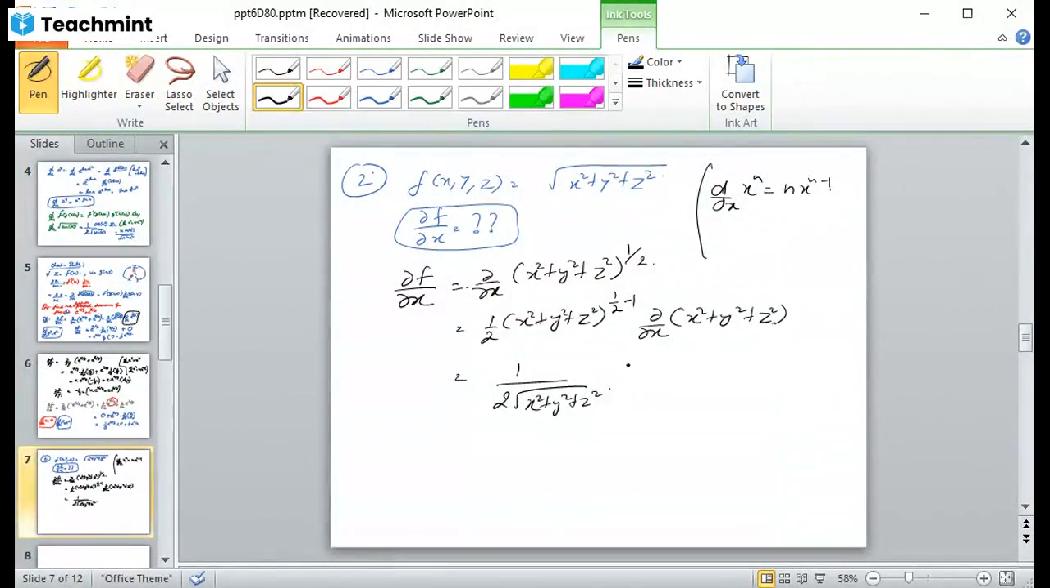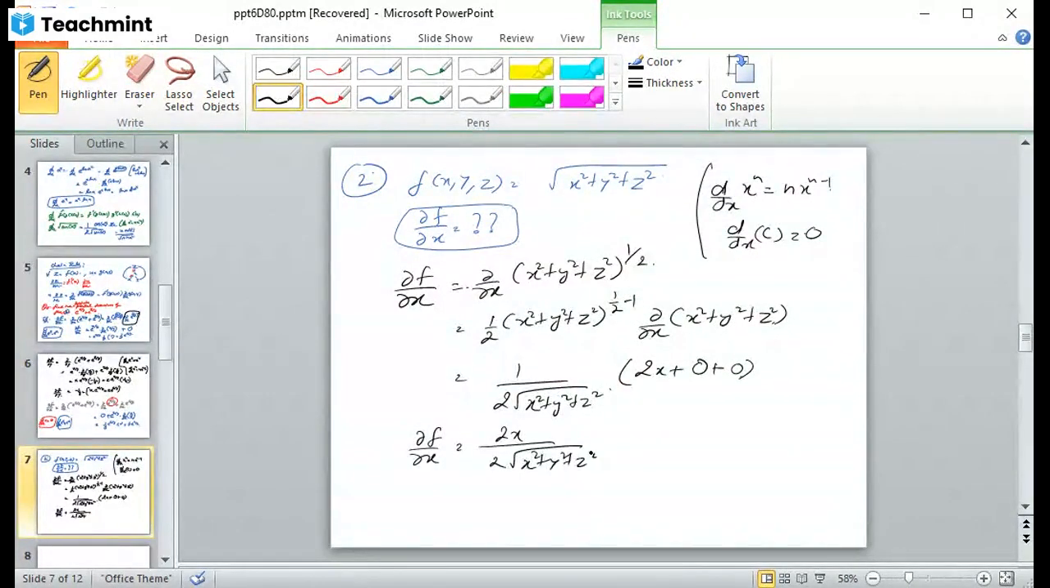And now if I differentiate, the derivative of x square is 2x, and we know that the derivative of a constant is 0. We have discussed that if we are differentiating with respect to one of the variables, we are treating the other variables as constants. So the derivative of y square is 0, and the derivative of z square is also 0. So ∂f/∂x is 2x upon 2 times square root of x square plus y square plus z square. So 2 and 2 cancel out. The answer is x upon square root of x square plus y square plus z square.